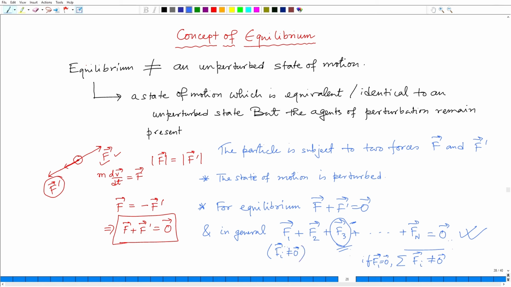Now, if I say that this F1 is actually 0, then suddenly you will have this situation where i goes from 2 to n, and that will be your non-equilibrium state. That is the most general concept of equilibrium in classical mechanics. Now, the point is where we in general encounter such type of things.